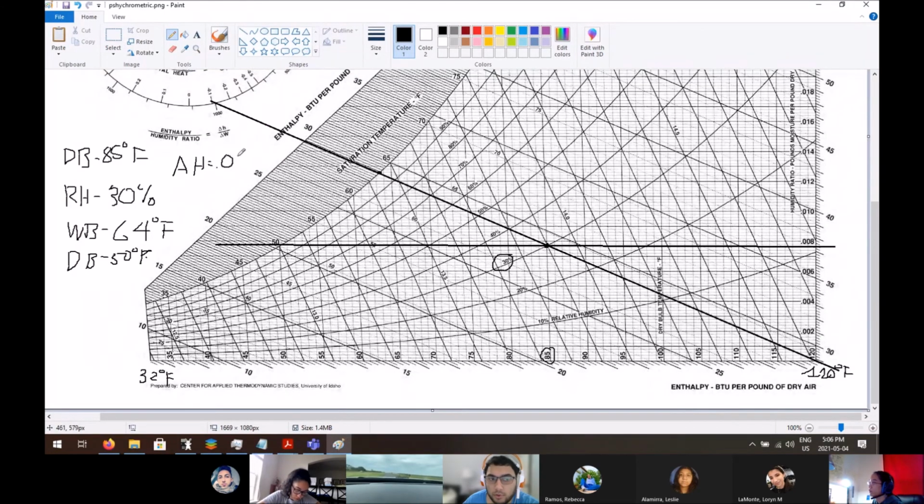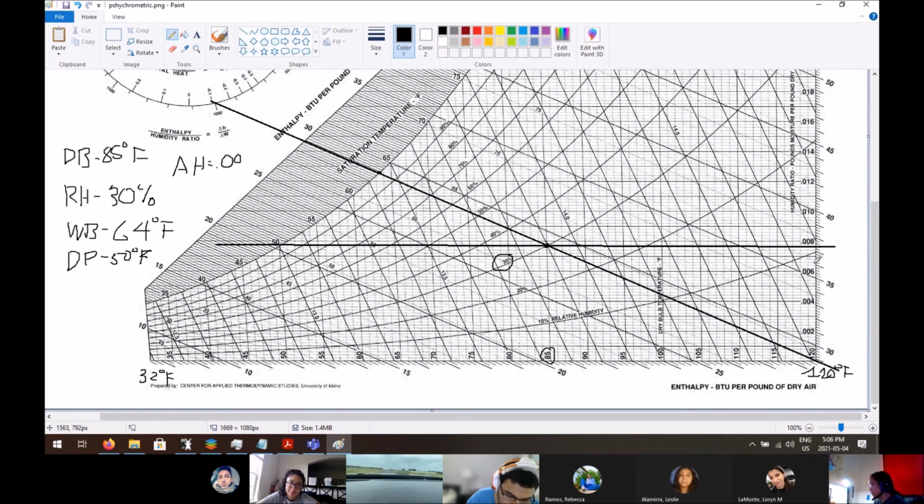Wait. The dew point is 50, right? Dew point is 50, yeah. 50 degrees Fahrenheit. You wrote a B, just to make sure. Just write a P, but you're good. Oh, you're good. Our dew bulb is 50. No, our dew point is at 50 degrees Fahrenheit.